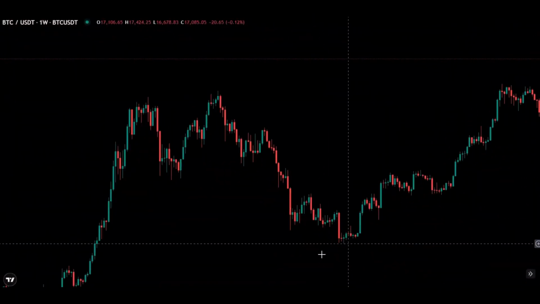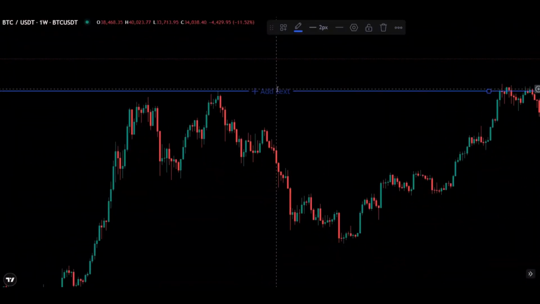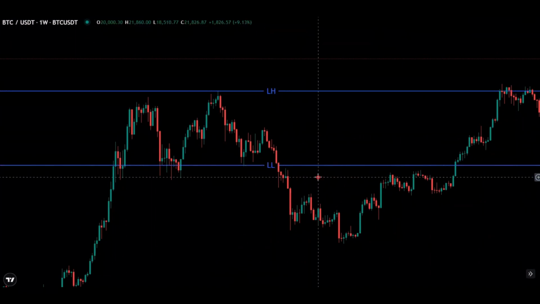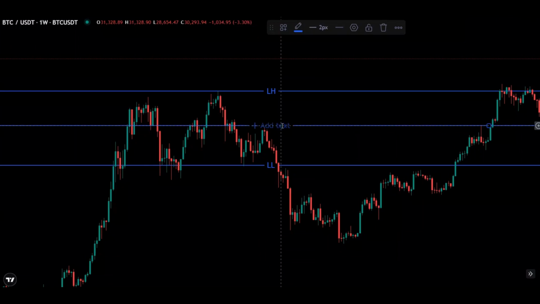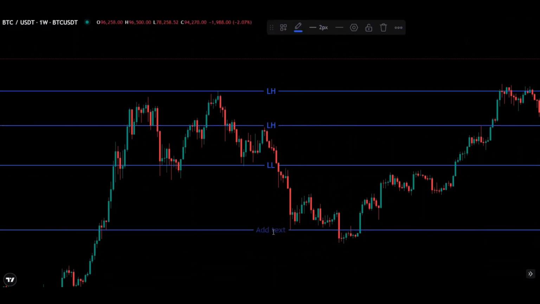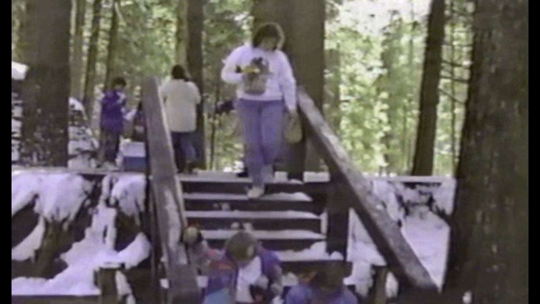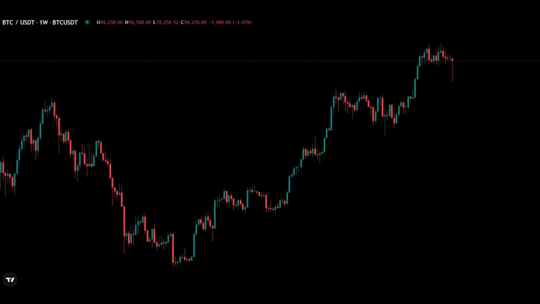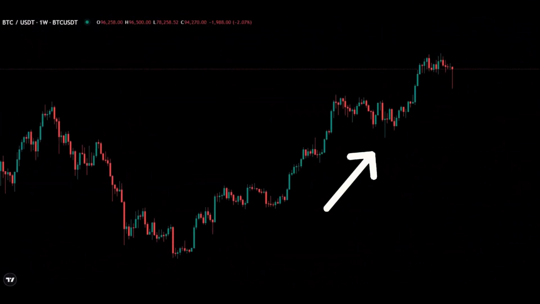But wait, there's a dark side. When the market makes a lower high, LH, the sad ceiling, and a lower low, LL, the depressing floor, it's officially a downward trend. Think of it as the market tripping down a never-ending staircase. Ouch, that's gotta hurt.